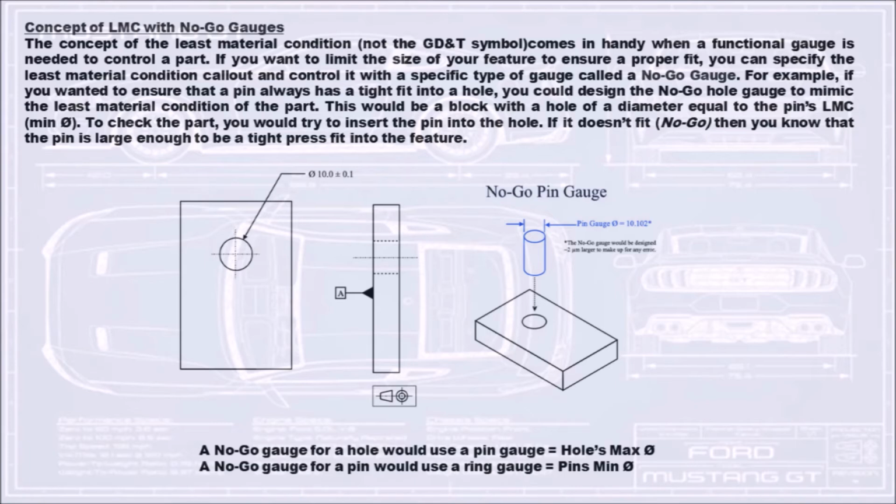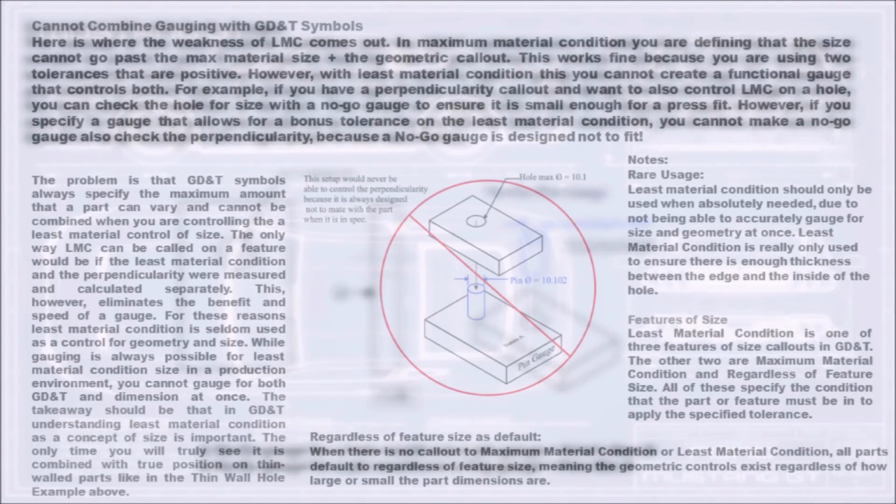This would be a block with a hole of a diameter equal to the pin's LMC, minimum diameter. To check the part, you would try to insert the pin into the hole. If it doesn't fit, no go, then you know that the pin is large enough to be a tight press fit into the feature. A no-go gauge for a hole would use a pin gauge equal to the hole's maximum diameter. A no-go gauge for a pin would use a ring gauge equal to the pin's minimum diameter.